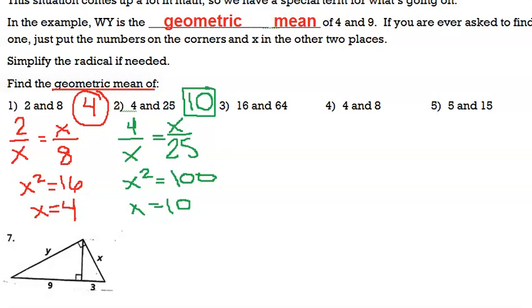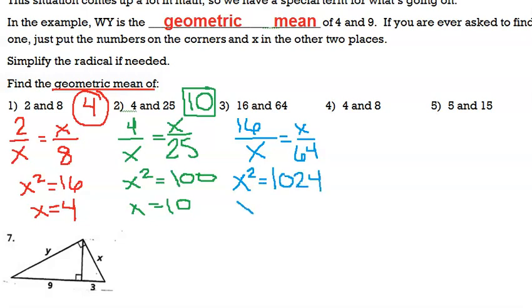Sometimes the numbers are going to get really big, but it's still going to work out. 16 over x equals x over 64. A lot of people start freezing up. This is where a calculator is definitely going to come in handy. You end up getting x squared equals 1024. And then I know you can freeze up, like I said, but if you do the square root on your calculator, remember the opposite of a square is a square root. So if you don't know what number squared is going to get you 1024, take the square root of that on your calculator. You should end up getting 32.